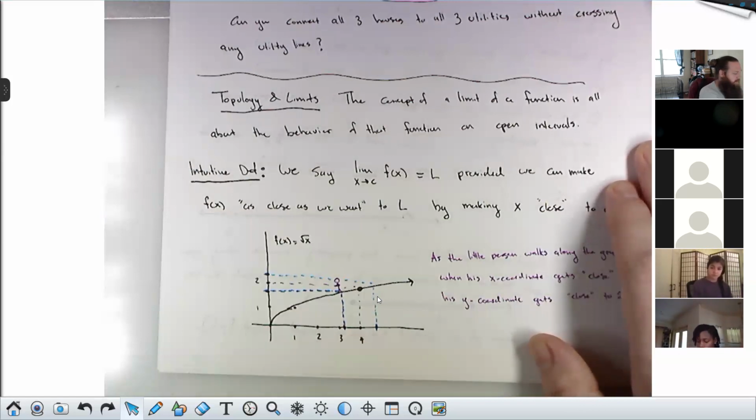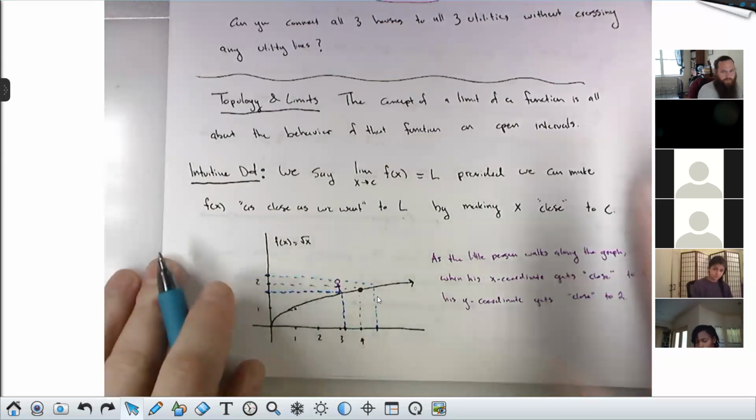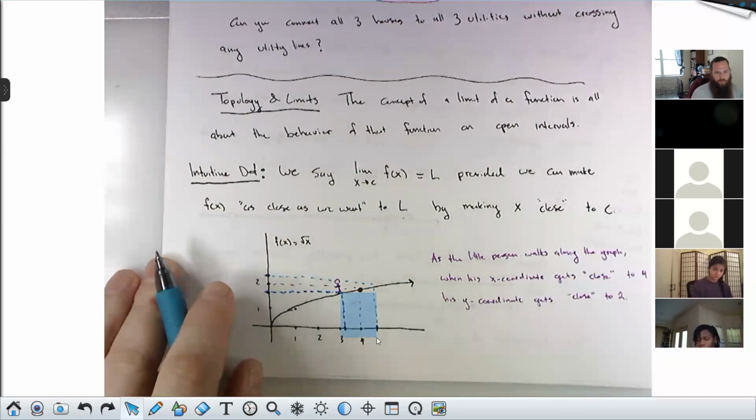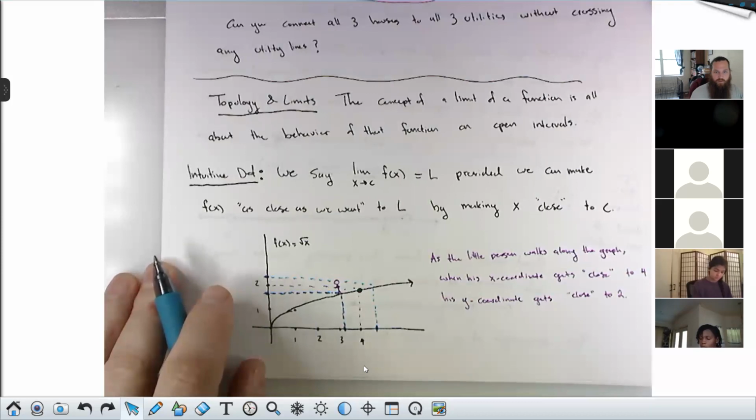Another way to say that is, if I shrink this window vertically, right? If I shrink these two closer and closer into their center 4, does the window here shrink down to 2? Now, this is a nice function. So the answer here is yes. Yes, it does. So by taking the x values sufficiently close to 4, I can guarantee that the y values will be sufficiently close to 2.